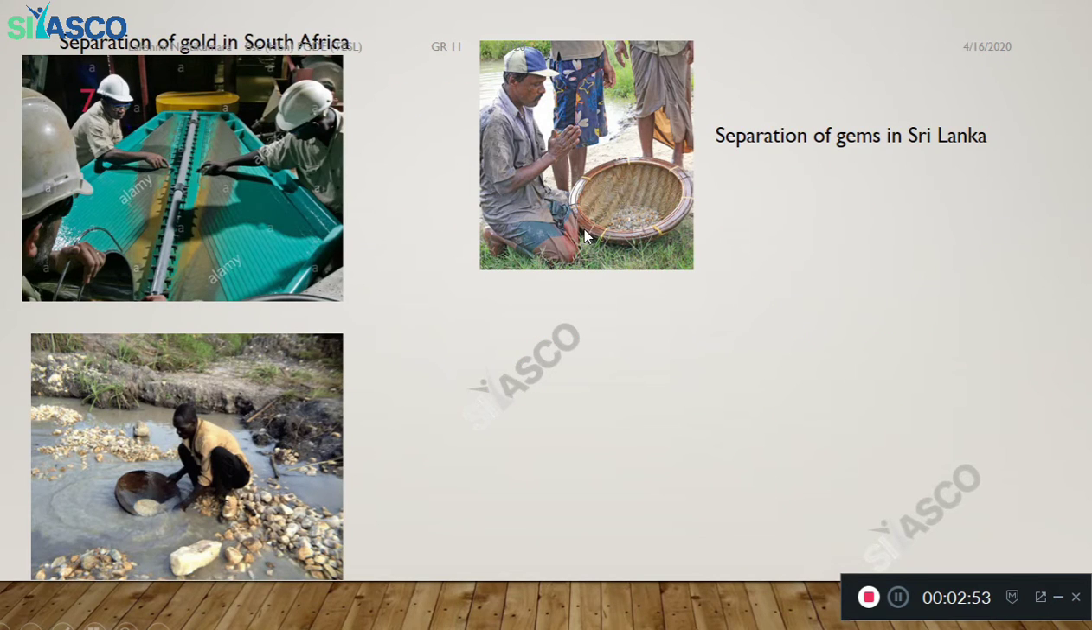Now here, these are very common sceneries near gem mining areas of Sri Lanka. Here, this is the sieve. Here you can see this man is rotating the sieve. So then what will happen? The gem-like high density materials remain at the bottom and other things float on the water. So it's really easy to separate gem from the others. Here, the separation of gold.